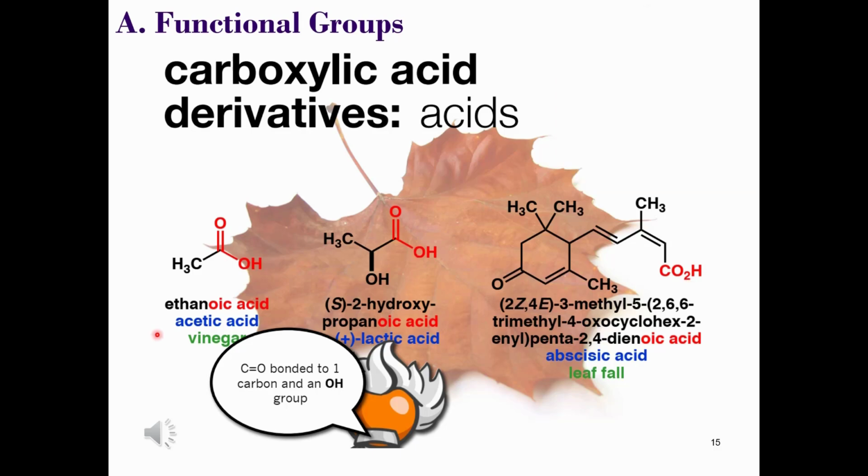Okay, so ethanoic acid doesn't contain any other functional group except the carboxylic acid group. The second is a byproduct of anaerobic respiration. So when you get that stitch in your side or a pain in your side after running for a prolonged period of time, it's usually because of the buildup of lactic acid in your muscles.